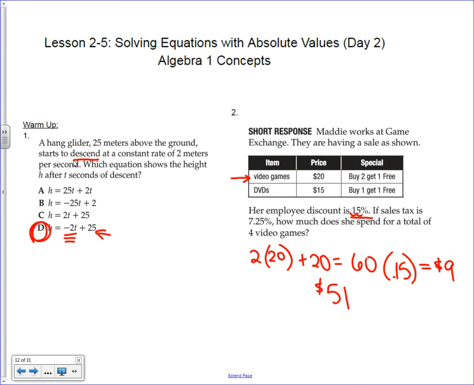But she also has to pay for sales tax. Her sales tax is 7.25%. Move the decimal place 2 spots, and you're going to be multiplying by 0.0725. So if I round that to the nearest cent, it looks like she's going to pay $3.70 in tax. So take that $3.70 and add it back to her price of $51, and you get that her bill is going to be $54.70.